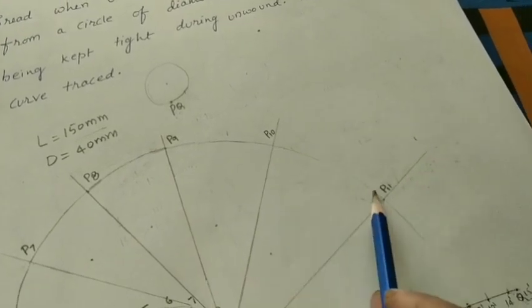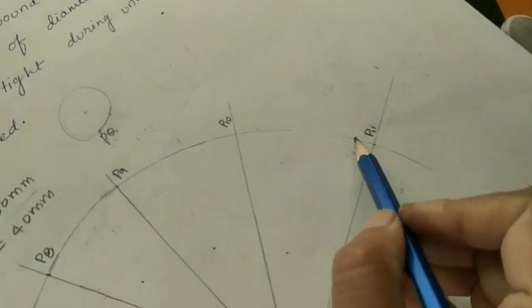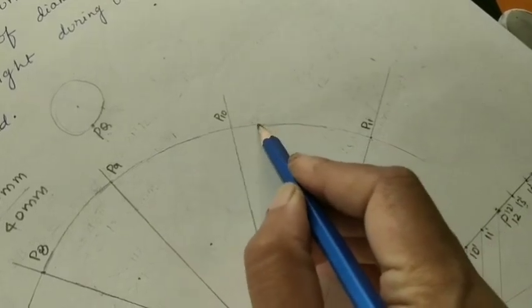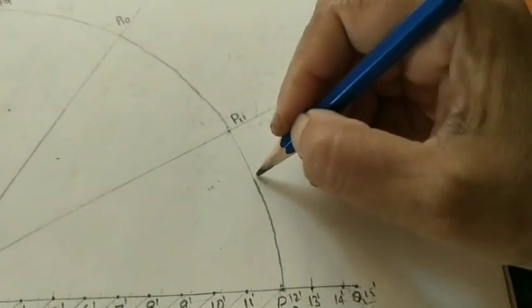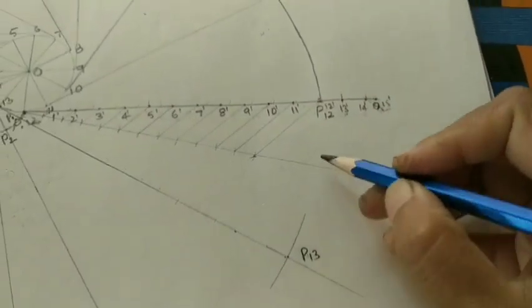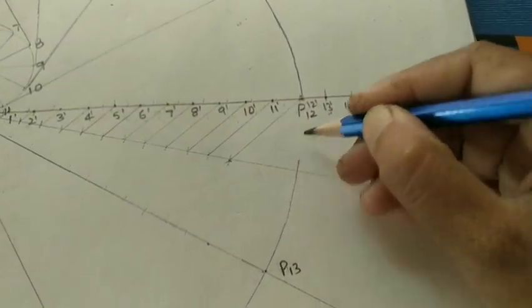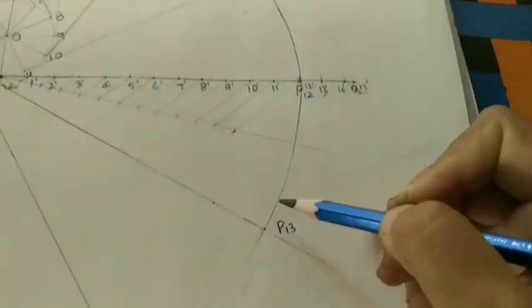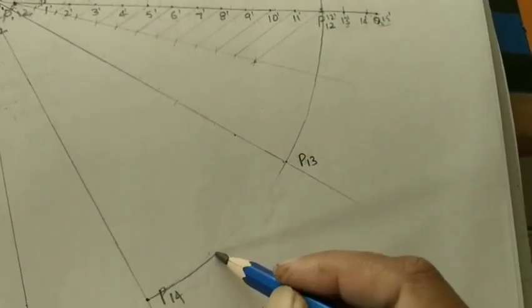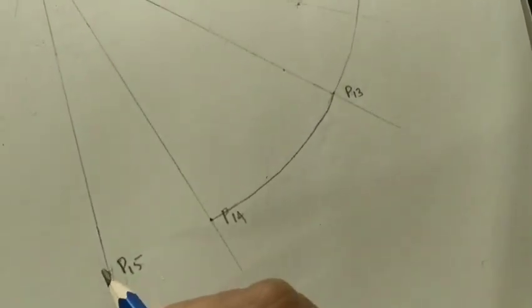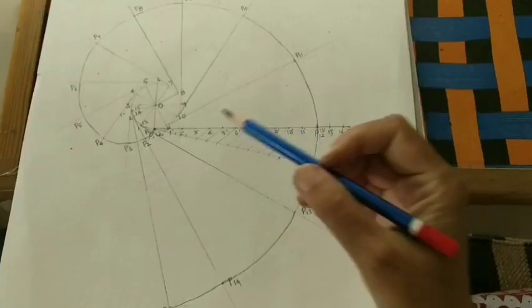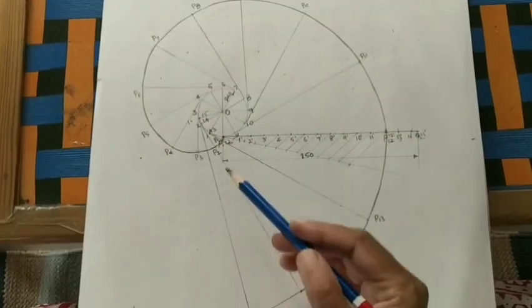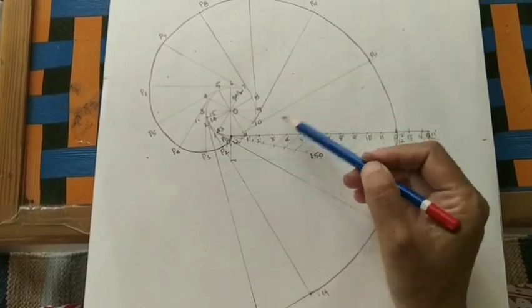and then P10 to P11, and then P11 to P12, and then P13 to P12. Now join P13 to P14, and then P15 to P14. Now this entire curve is called an involute. This involute and this circle should be in dark color compared to all other tangents.